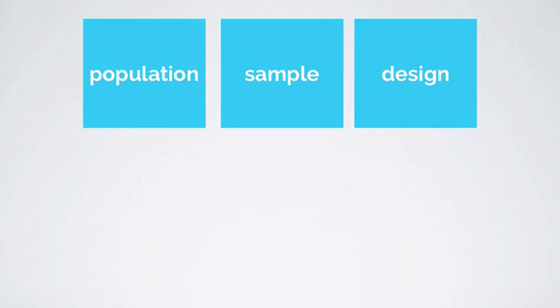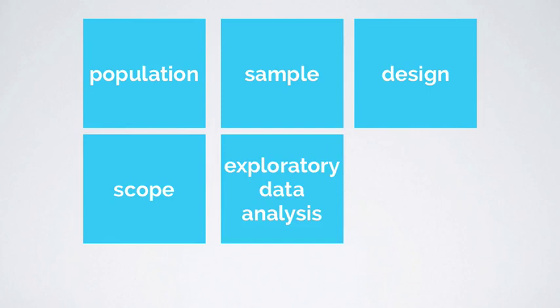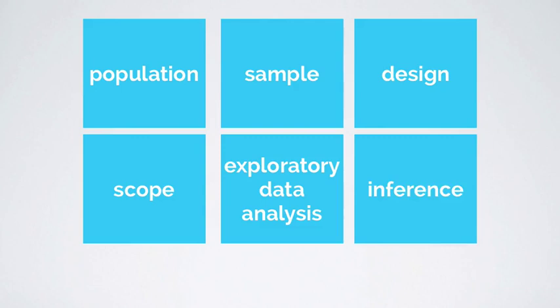We will also learn to identify the scope of the inference for a study, such as when we can make causal versus correlational statements, and when we can generalize our conclusions to the population at large. We will also learn methods of exploratory data analysis, such as visualization and summary statistics, and we will wrap up the unit with a light simulation-based introduction to statistical inference.